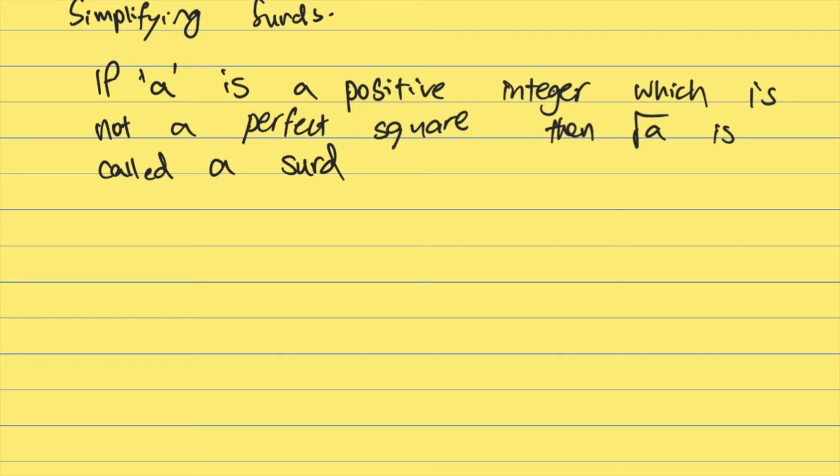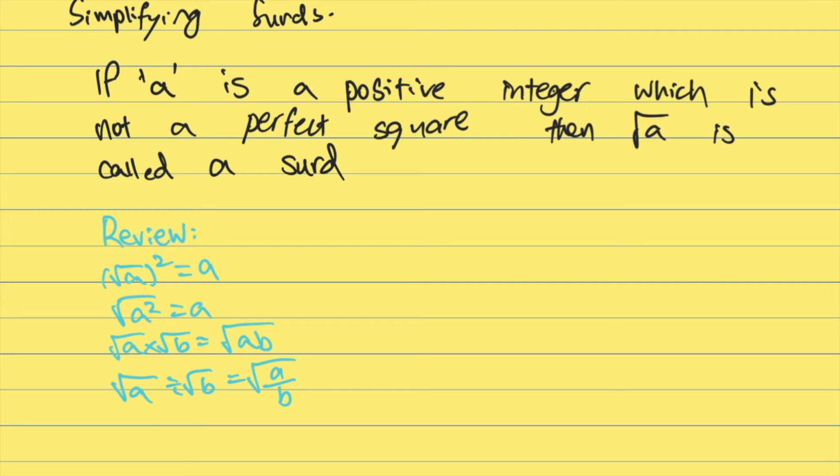Let's look at the basic rules for square roots that we learned in year 8. Review. I believe you all remember this. Square root a squared equals a. Square root a times square root b equals square root ab. Square root a divided by square root b equals square root a over b. I believe you all remember these rules, so let's do some practice questions.